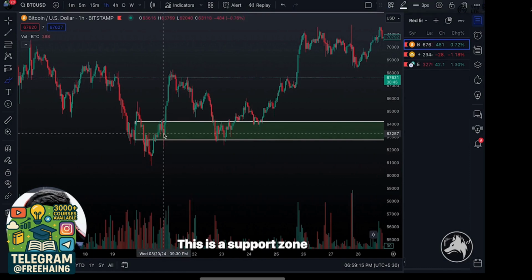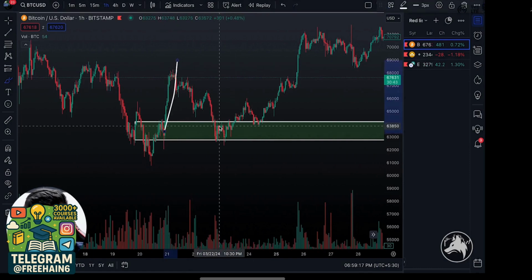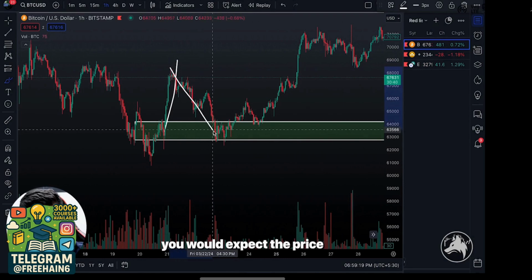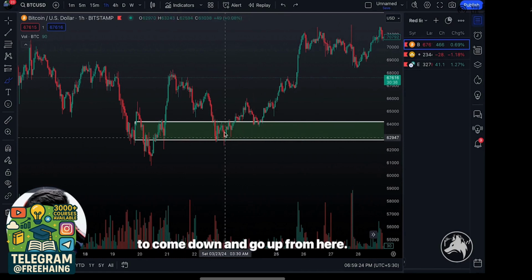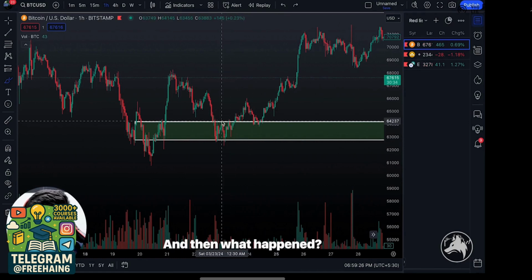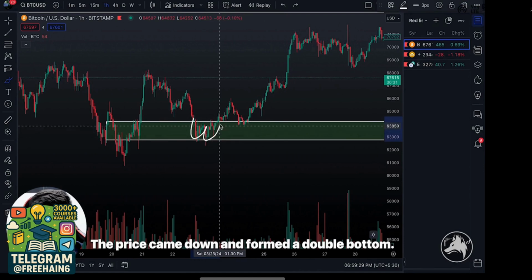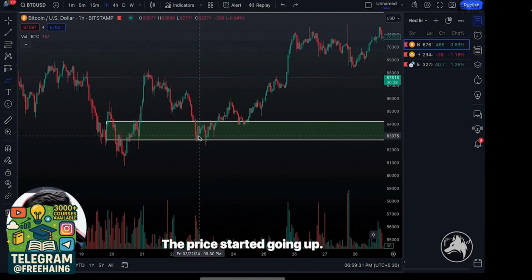This is a support zone from where there was a very violent up move. So naturally, what you would expect is the price to come down and go up from here. So what we did, we expected the price to come down and go up from here. And then what happened? The price came down and formed a double bottom. The price started going up.